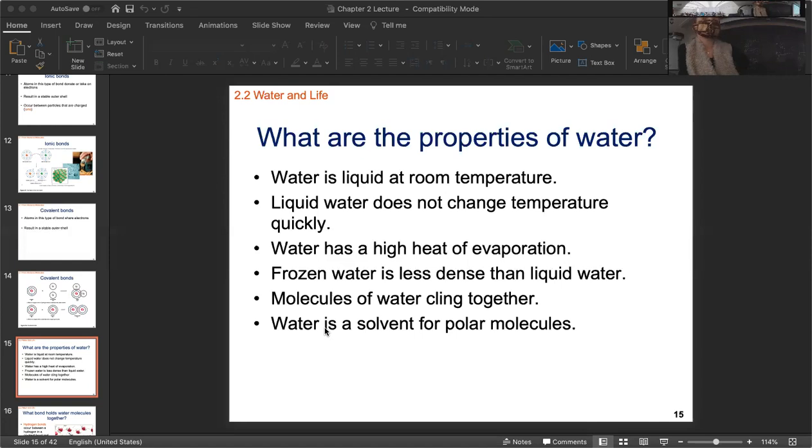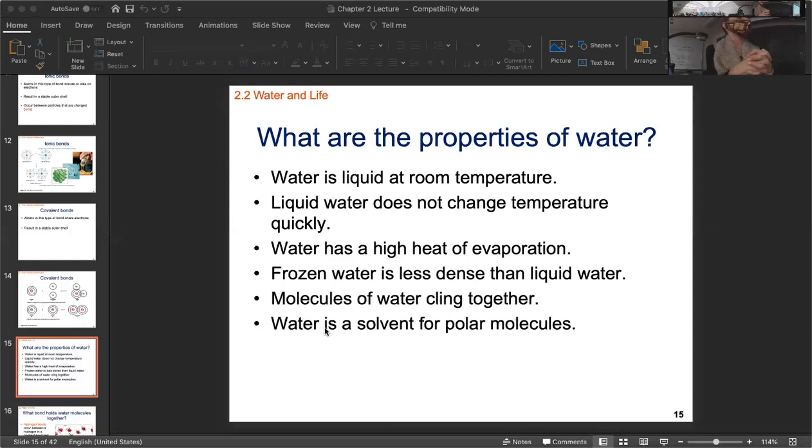Frozen water is less dense than liquid water. What does that mean? So the density essentially is like how much, so volume is how much space that it takes up. The volume, like the volume of a cup, is like 8 ounces and things like that. Frozen water is less dense than liquid water. Water's pretty cool in that sense. Molecules of water cling together, and they cling together through hydrogen bonds, which we'll talk about here in a little bit. But aren't you so glad that when you drink the water, it's not like drinking marbles or anything like that? It's somewhat liquid. They cling together, right? We're so thankful for that.